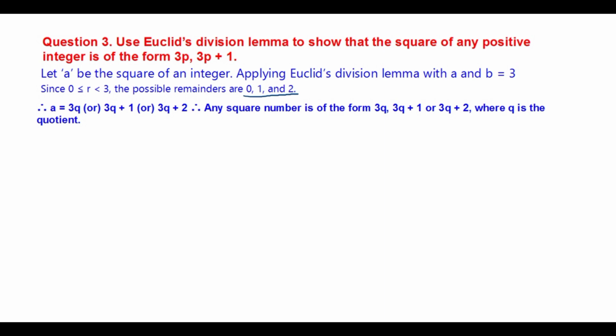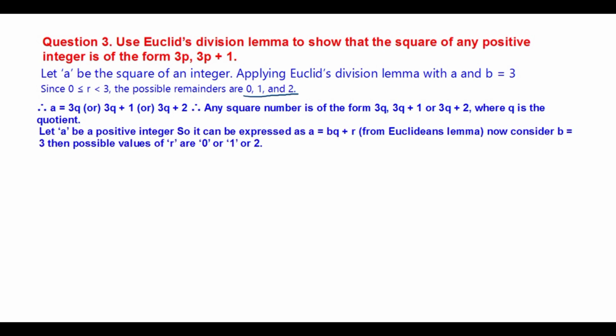So the next step: because the remainder we got is 0, 1, 2, less than the number we are dividing by, 3, the remainder is less than 3. That means 0, 1, 2. So 3q plus 0, 3q plus 1, 3q plus 2. These 3 are the possible chances. Okay, but what we need to take as the answer here: let a be a positive integer, so it can be expressed as a is equal to bq plus r from Euclid's lemma.